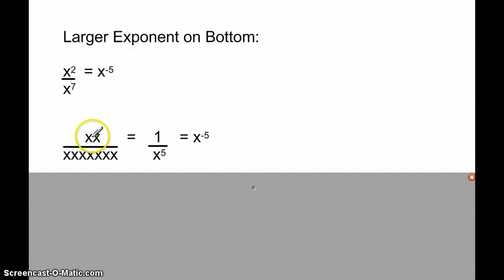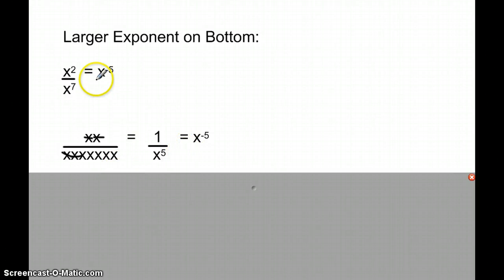But when we write it out, if you look here, I have x times x over x times x, and we have the 7 x's on the bottom. And if I do that same rule where I say I can divide an x out of the top and bottom, and I can divide another x out of the top and bottom, my simplifying fractions rule tells me this. If I divide everything out of the top, I'm left with 1 on top, and on the bottom I still have 5 x's down there, so that's 1 over x to the 5th.